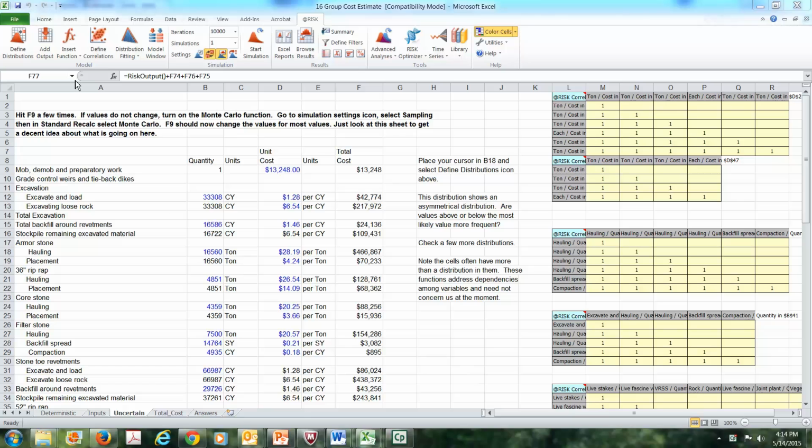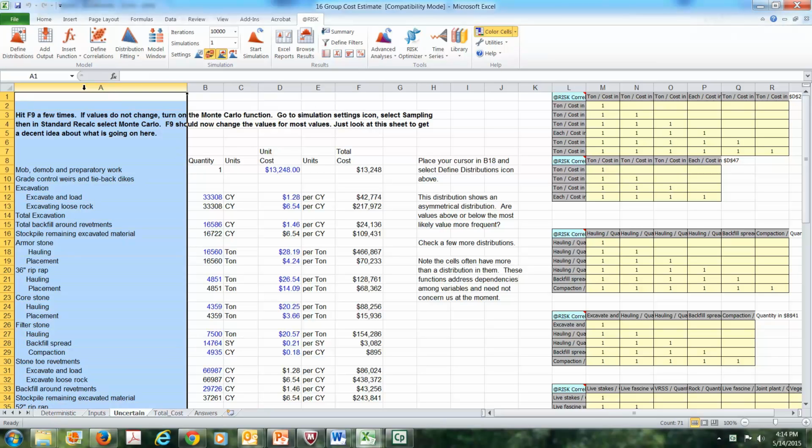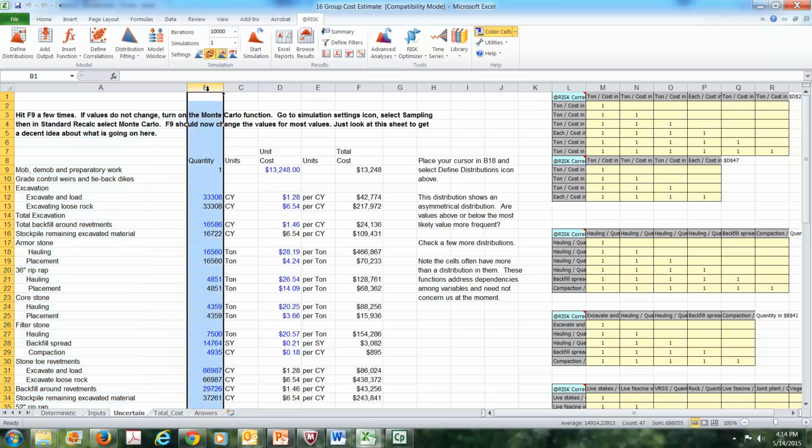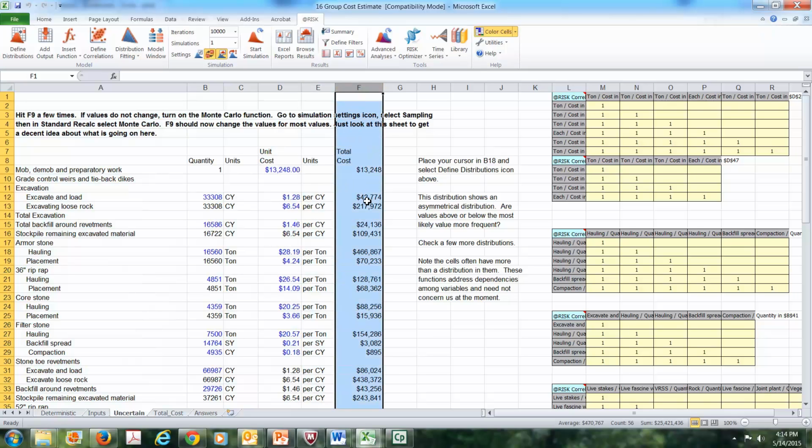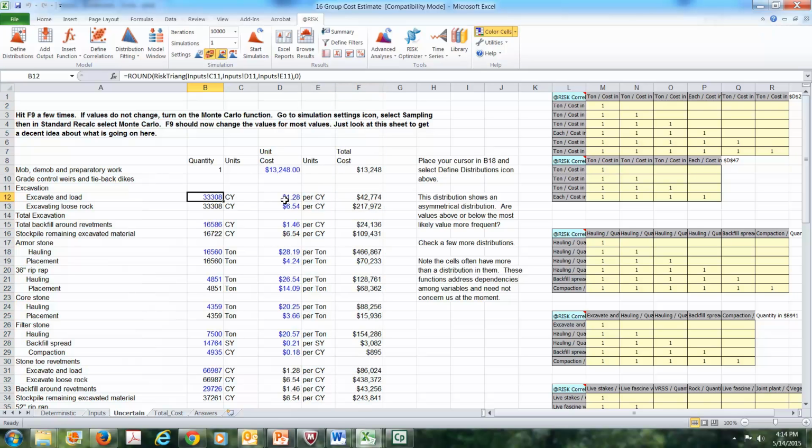I don't want to spend time describing the project, so let me just begin here in column A and say these are the design features. This has armor stone and riprap and core stone and filter stone, and all these different design components. And in column B, we have the quantity for each of these components, the units of measurement, and then the unit cost for each of these components, as well as their units of measurement. And then the total cost is quite simply just the quantity times the cost to get the total cost.